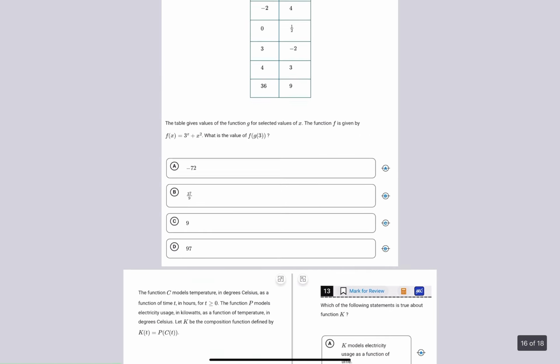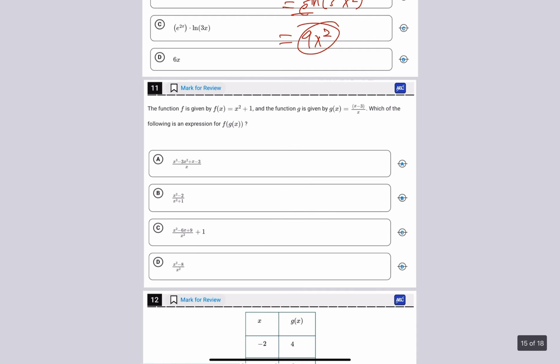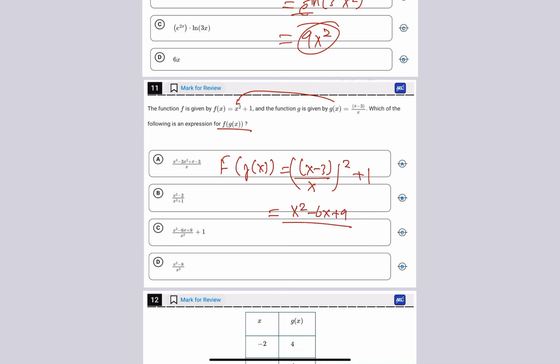Okay, we still have a few questions left. Question number 11. f of g of x, we're plugging g of x into x. We have f of g of x, which equals x minus 3, parentheses squared, over x squared plus 1. Now, with the numerator, we have x squared minus 6x plus 9 over x plus 1, which is x squared minus 6x plus 9 plus x over x divided by x.